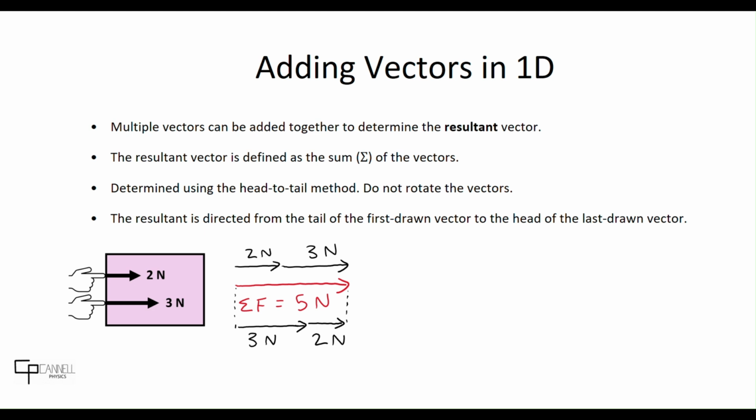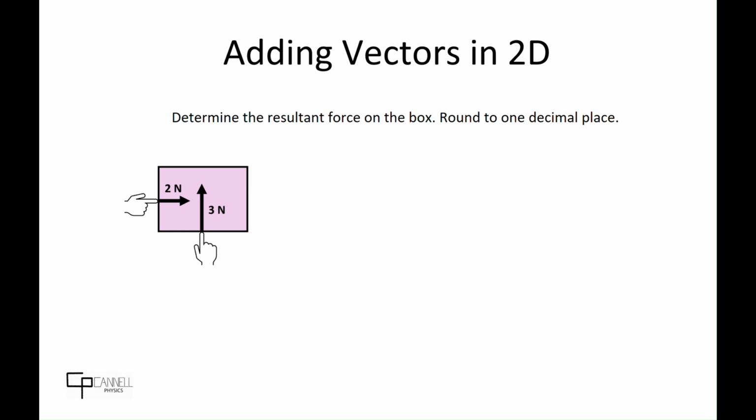So quoting my final answer, the resultant force, or the sum of the forces, is equal to 5 newtons towards the right. So don't forget, force is a vector, so you need to quote the direction as well. And that's it. Now let's add vectors in 2 dimensions.